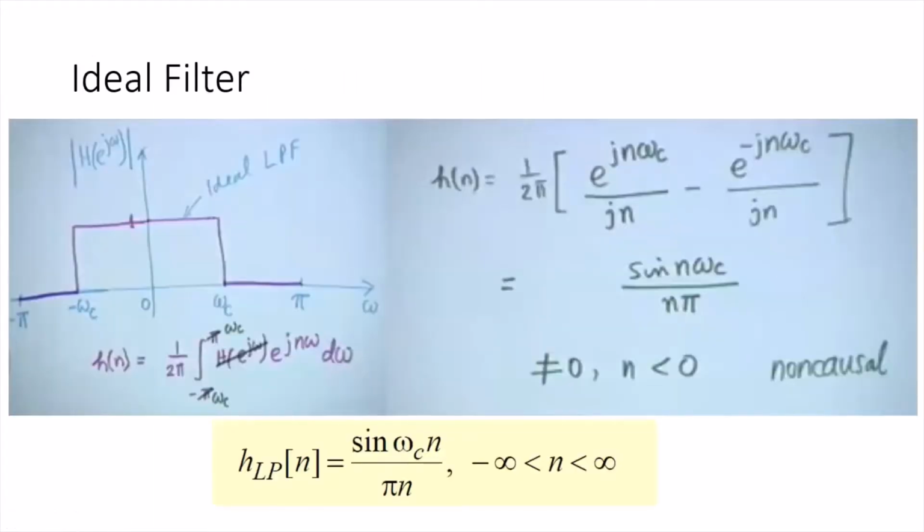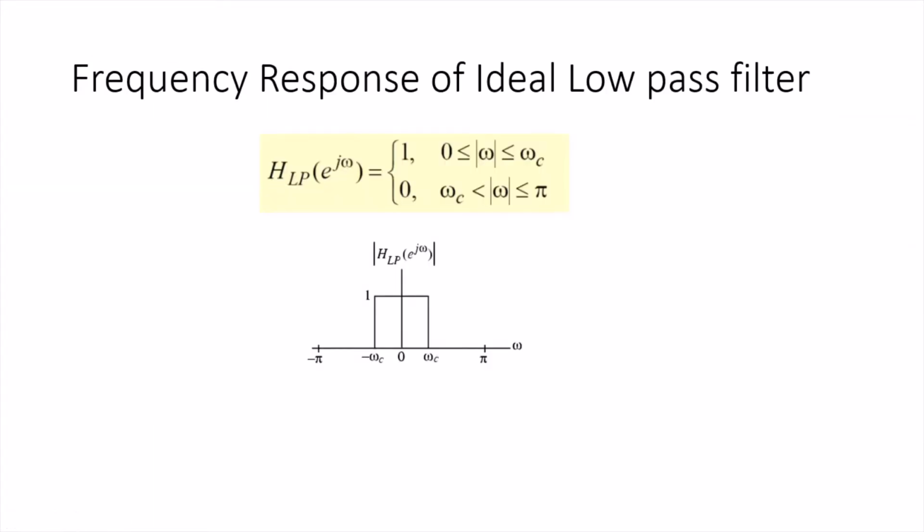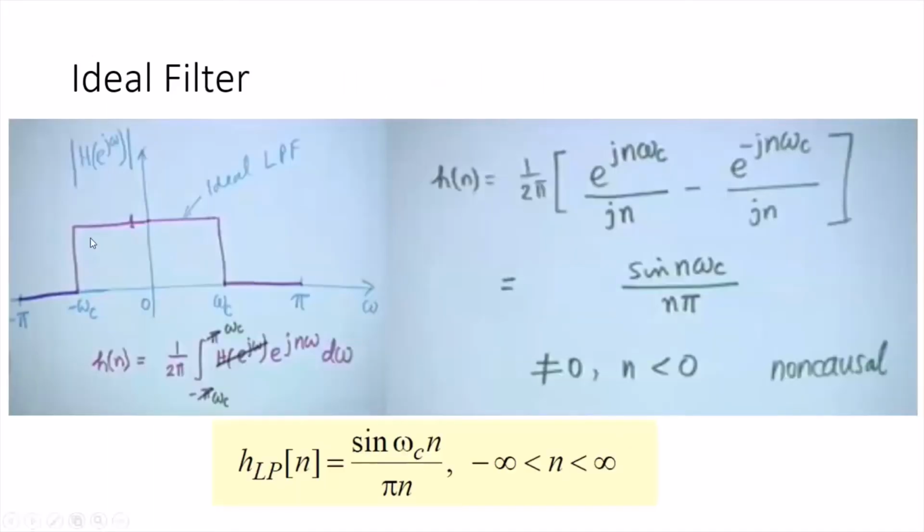If we want to see why it is unstable and non-causal, we need to calculate its impulse response. To calculate the impulse response, we need to apply the inverse discrete time Fourier transform on the frequency response. So that is our frequency magnitude response, and that is the formula of the inverse discrete time Fourier transform, IDTFT: 1 over 2 pi.